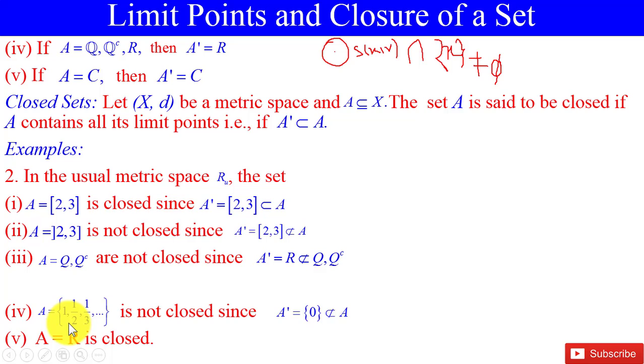A equal to {1, 1/2, 1/3, ...} is not closed, since A dash is equal to the singleton set {0}, which is not contained in A, because A does not have the element 0. Its limit point is only 0, which does not belong to A. Therefore, A is not closed. A equal to R is closed, because A dash is equal to R.